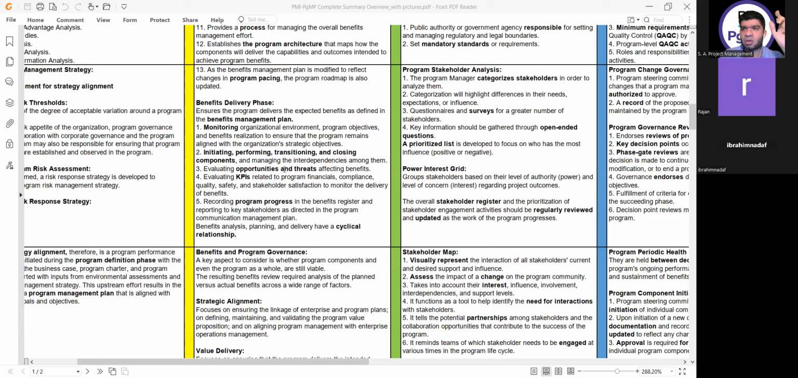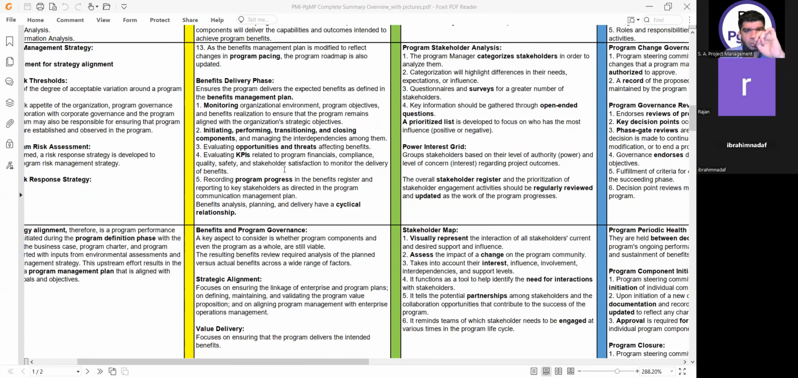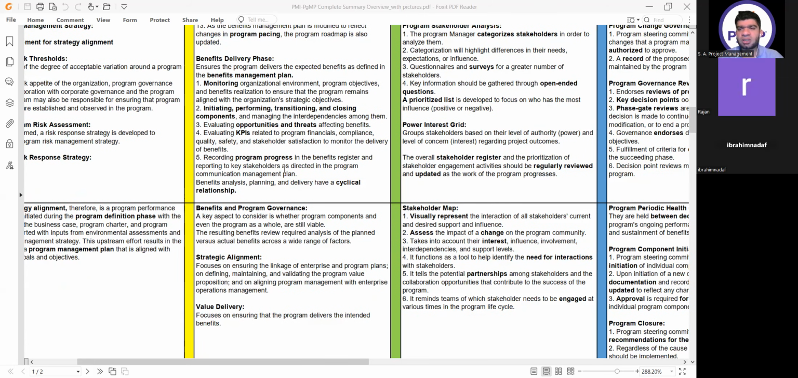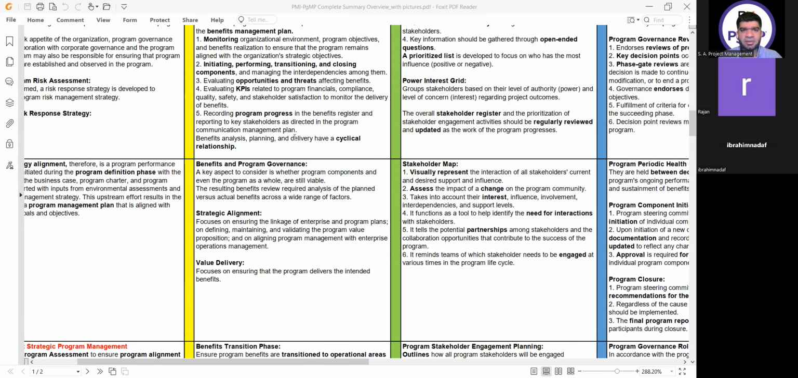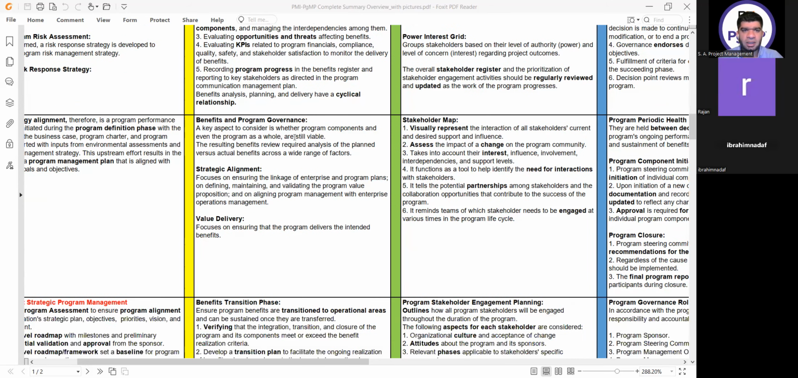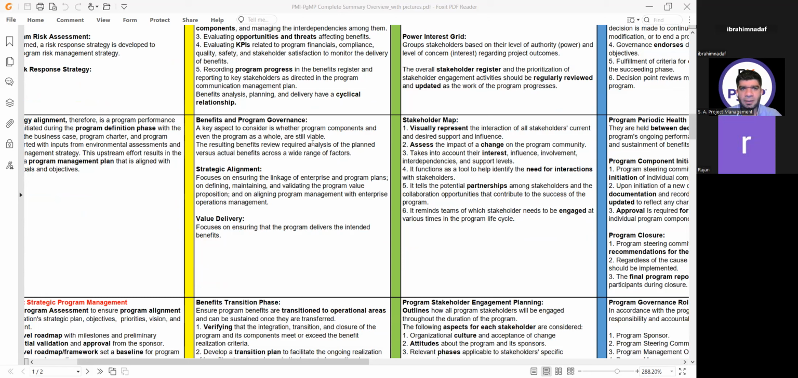Rajan and Ibrahim, is this concept of component clear to all of you? Yes, clear. Okay. Because a lot of questions will come from this concept, in which phase we are operating with the components. Okay. Recording the program progress in the benefit register and reporting to the key stakeholders as directed in the program communication plan. Benefit analysis, planning and delivery have a cyclic relationship. This is clear. Yes, Ibrahim.